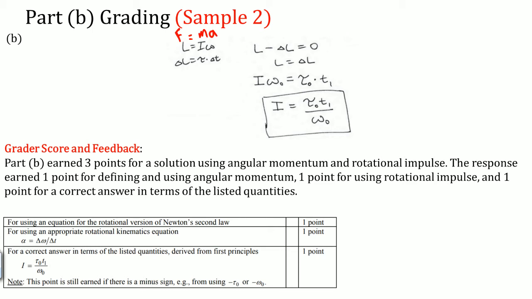No, that's not F equals ma. Oh, they used the impulse version. So what they wrote here is the angular momentum L. That's the angular momentum. Then they set that equal to the other angular momentum. This is the final angular momentum.